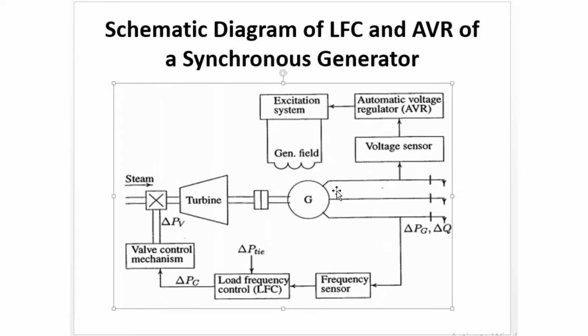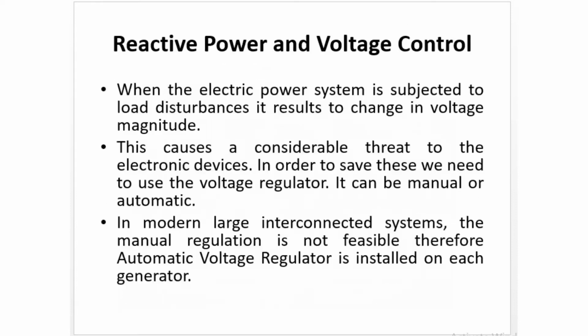So students, now coming towards reactive power and voltage control. What are unregulated generators? First we will discuss what an unregulated generator is. It means that in an unregulated generator, no automatic voltage regulator is installed. So unregulated generators are unable to sufficiently meet the power needs and requirements of every piece of equipment or device which is connected to the generator.